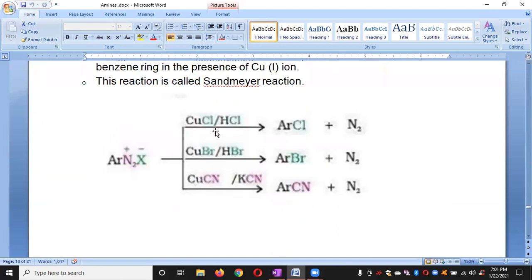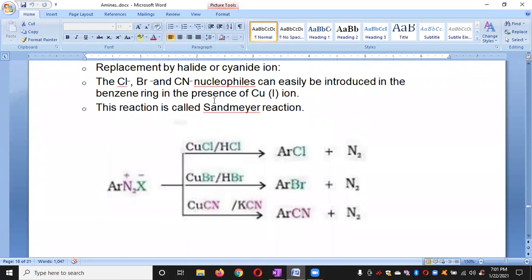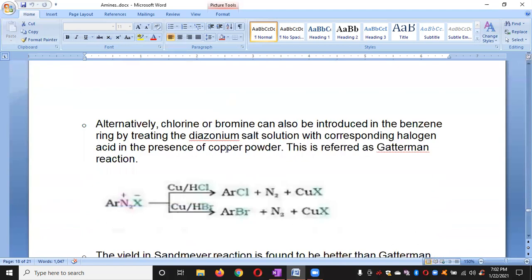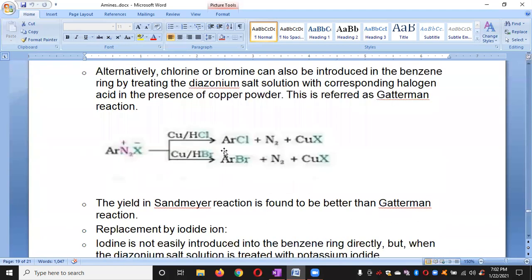Here these are Sandmeyer reactions. In the Sandmeyer reaction, the catalyst is CuCl, and when it is used with HCl we get chlorobenzene. CuBr in presence of HBr again gives bromobenzene. And cuprous cyanide, CuCN, in presence of potassium cyanide gives cyanobenzene. So whenever we use Cu plus, those reactions are known as Sandmeyer reactions.